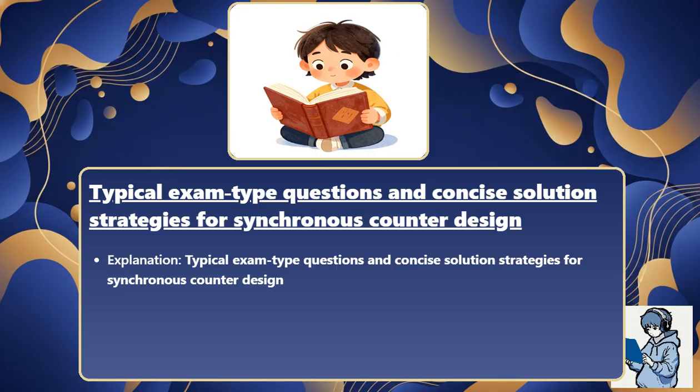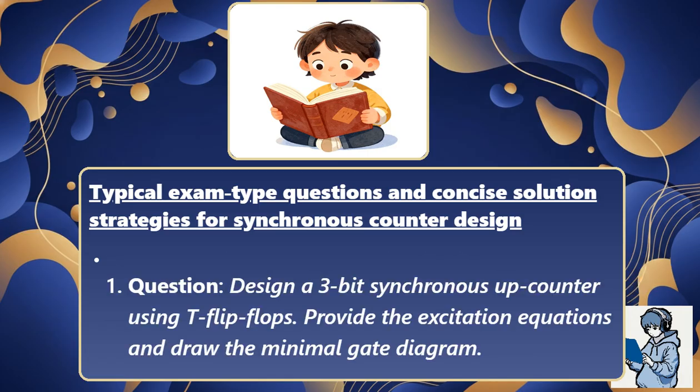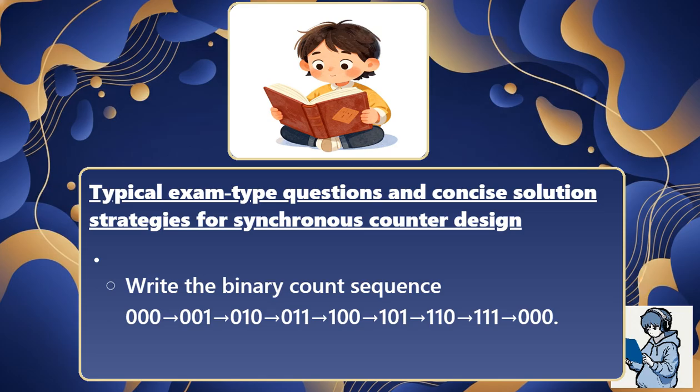Explanation: typical exam type questions and concise solution strategies for synchronous counter design. Question 1: design a 3-bit synchronous up counter using T flip-flops, provide the excitation equations, and draw the minimal gate diagram. Write the binary count sequence 000 to 001 to 010 to 011 to 100 to 101 to 110 to 111 to 000.